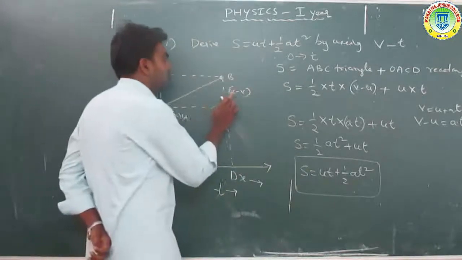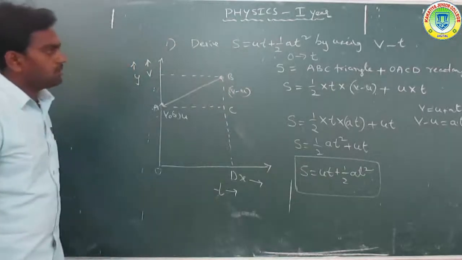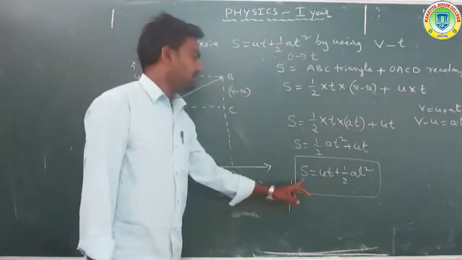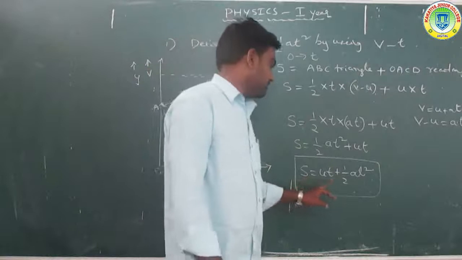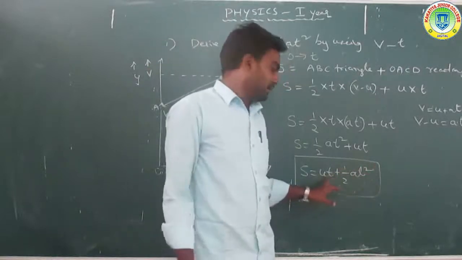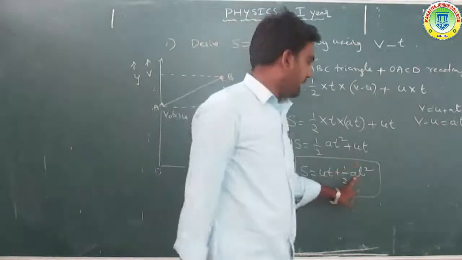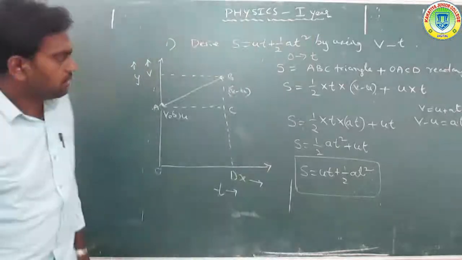So here we took v minus u. The total displacement of the particle is s equal to ut plus half a t square, where u is the initial velocity, in time period t, and a is the uniform acceleration. Okay, got it.